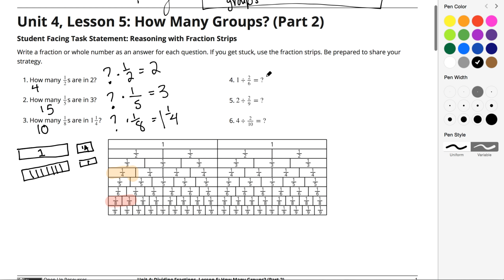Okay, so this is saying we have a total of 1, and it's being split into pieces the size of 2/6. Now I can change this problem then to be multiplication to say how many groups the size of 2/6 equals a total of 1.